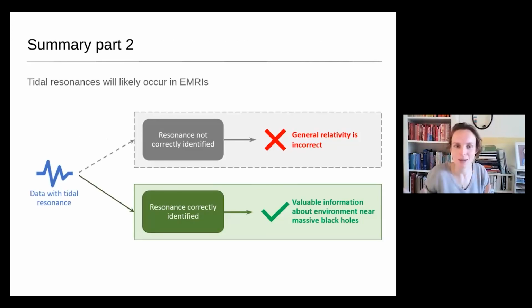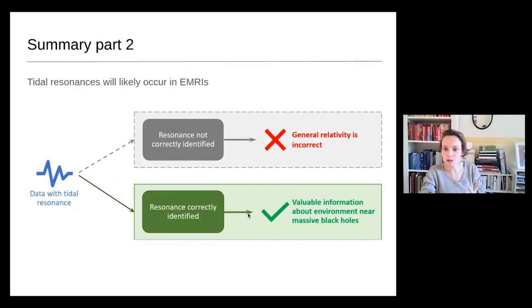So the summary essentially of this part, story 2, and I'll be super brief about story 3, is that tidal resonances will likely occur in MREs. And in particular, if we have data with a tidal resonance and we are not correctly identifying it, if we somehow do not model for this, we may incorrectly conclude that general relativity is incorrect, and we have some signs of a modified theory of gravity. Whereas what I believe we should do, of course, is be very careful and take this into account and make sure that we model these resonances correctly.